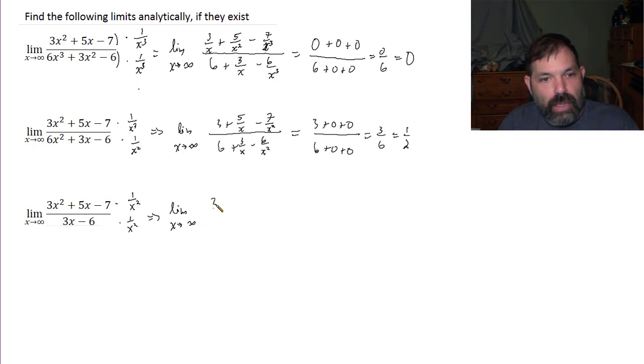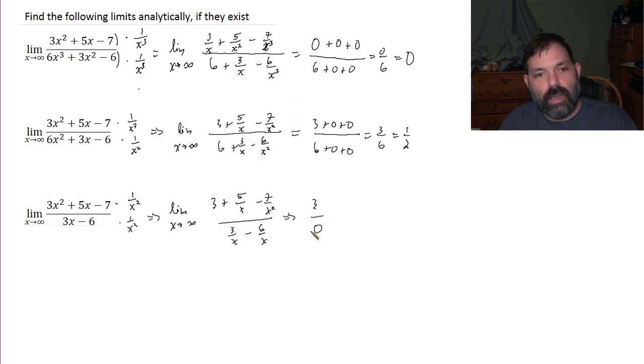And then that would give me (3 plus 5 over x minus 7 over x squared) over (3 over x minus 6 over x squared). And so now this gives me 3 over 0. So here, we've got to be a little bit more careful with this one, because we have a division by 0, so this is undefined.